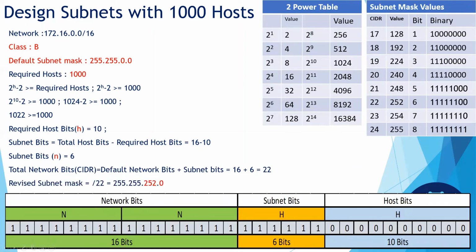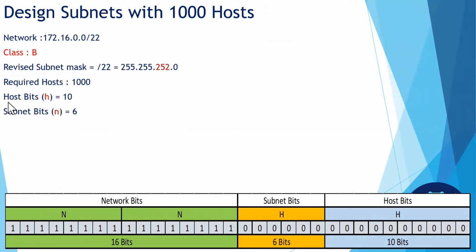Here you can see the first octet is 8 ones. So the value is 255. The second octet also the same way. So 255. The third octet, we have borrowed the host bits, 6 host bits, and converted it into binary ones. So the value will change, 6 ones and 2 zeros. In the table, you can refer, the value is 252. So the revised subnet mask value is 255.255.252.0. Now we know the number of host bits, that is 10, and number of subnet bits, N, which is 6.